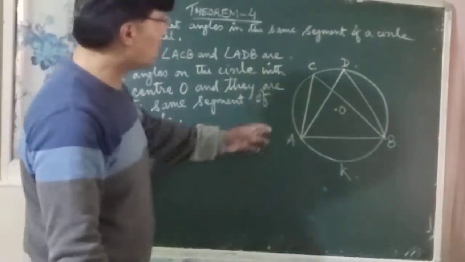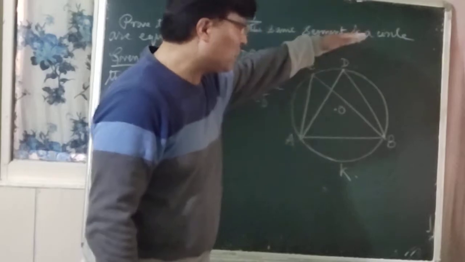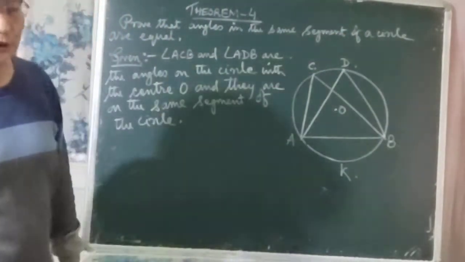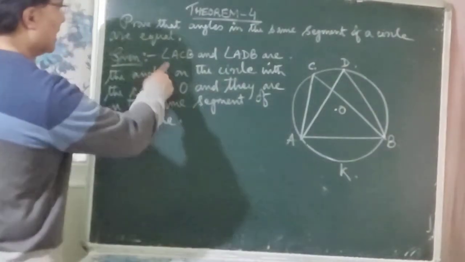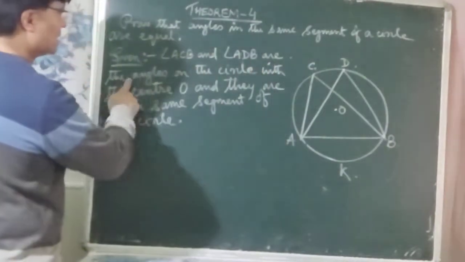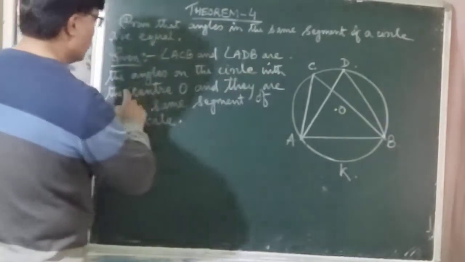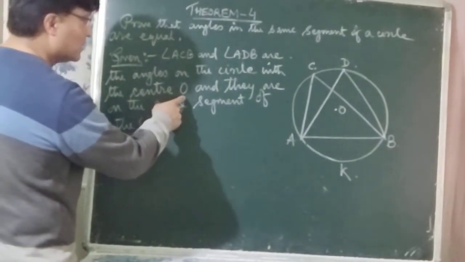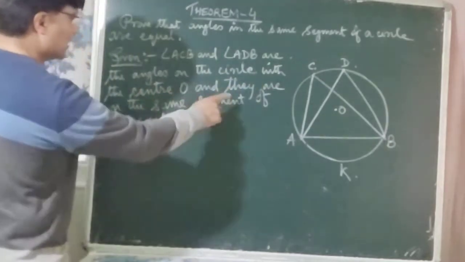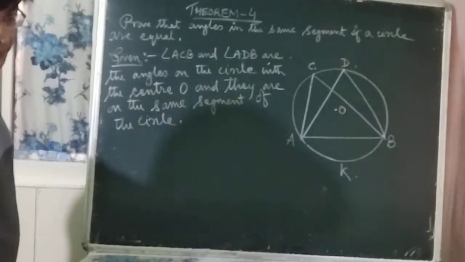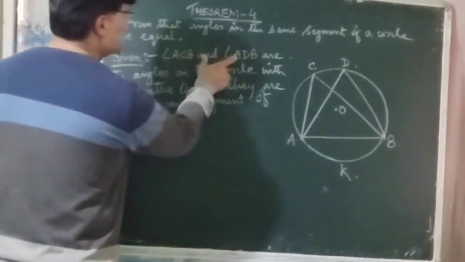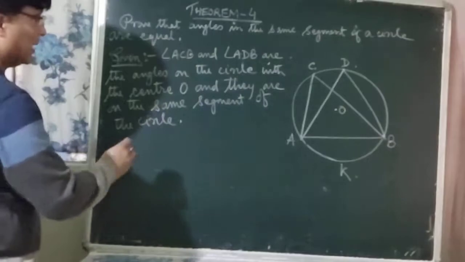That is, both angles are above the chord AB. That means they are on the same segment of the circle. Okay? So angle ACB and angle ADB are the angles on the circle with the center O, and they are on the same segment of the circle. Is that clear? And these angles are subtended by the same arc AKB.